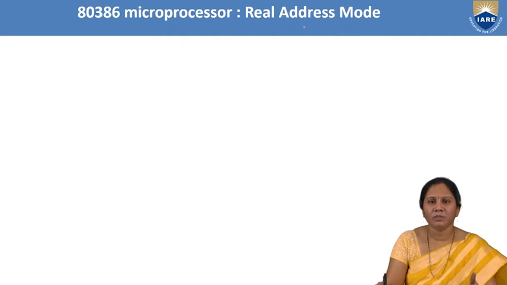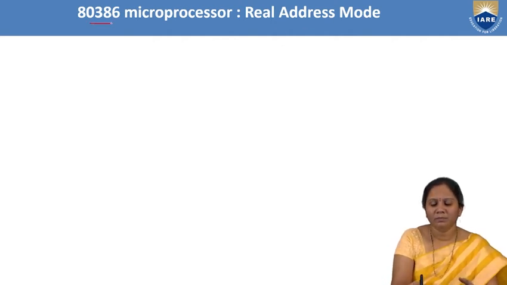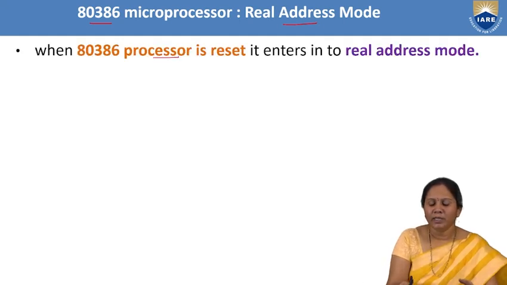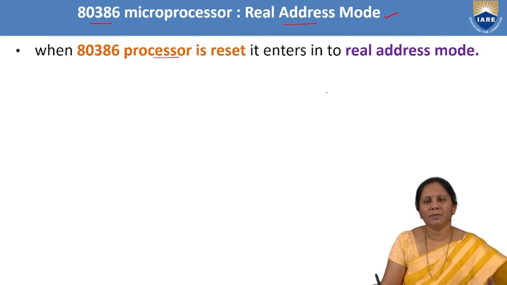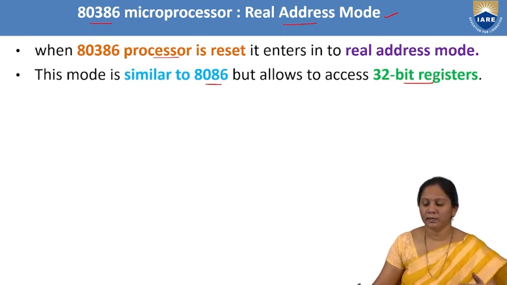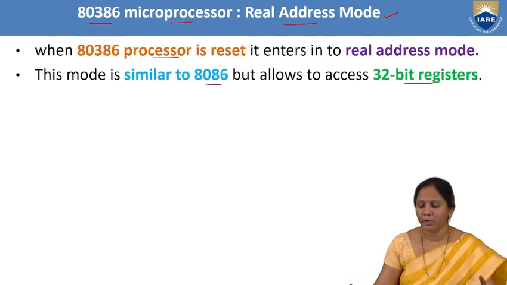Now, we will discuss the 3 operating modes. The first operating mode of 80386 microprocessor is real address mode. When this 80386 microprocessor is reset, it will be operating in the real address mode. That means the operation will be the same as 8086 microprocessor. Among 32-bit address lines, it uses only 20 address lines. So its operation will be the same as 8086, but it accesses all the 32-bit registers. Here, all the registers available in this 80386 microprocessor are extended registers, because each register size is 32-bit, they are called extended registers.